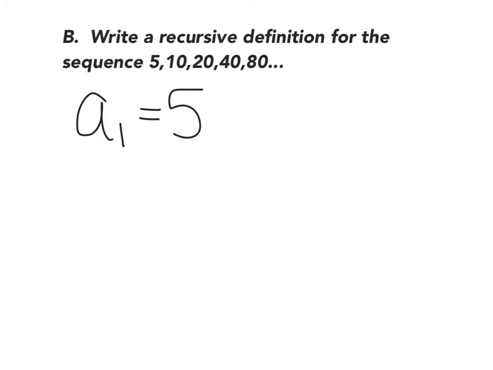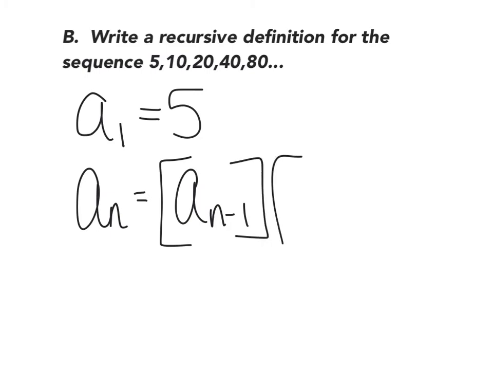So how do we say it in a recursive sequence? Well, we first defined the first term, which is what we just did. And then we said, okay, a sub n equals the previous term, a sub n minus 1, and then what are you doing to it? You're taking that term and multiplying it by 2.